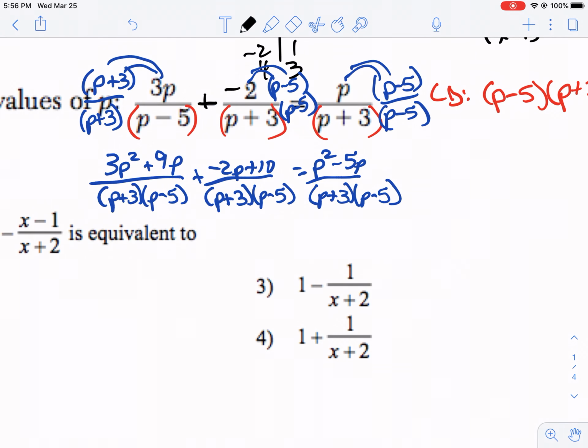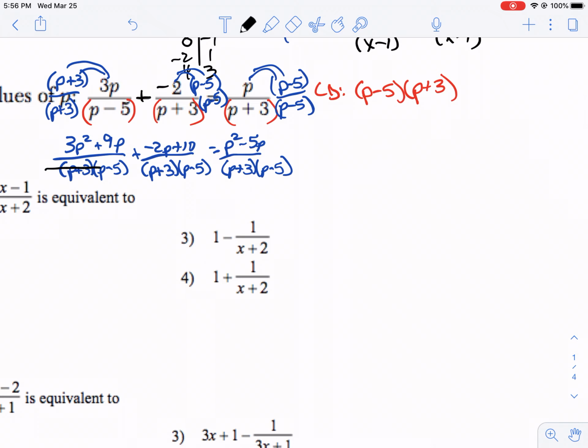Now that your denominators are the same, you're just going to drop them. They will all cancel out. And we are going to solve the equation that's left. Now, when I write this down, I'm going to combine my like terms, which are these guys. So I get 3p squared plus 7p plus 10 is equal to p squared minus 5p.